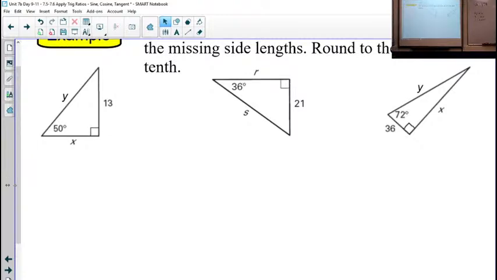I'm just going to give you one of them to solve for here. Let's solve for x. So if I wanted to solve for x, resetting the question for you, label your parts. Are we going to use sine, cosine, or tangent? Vote now on your devices.